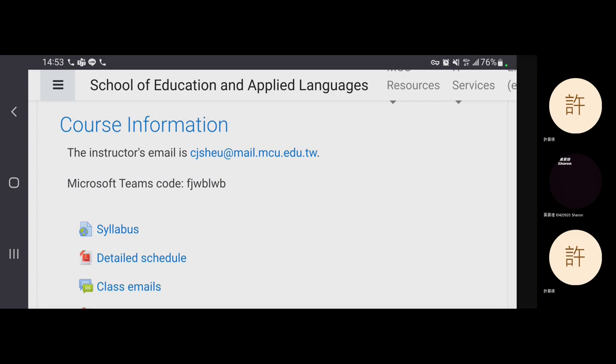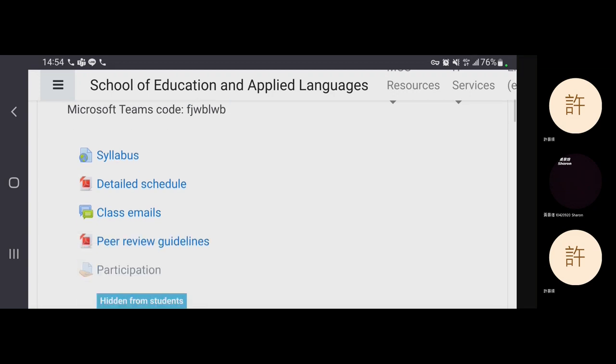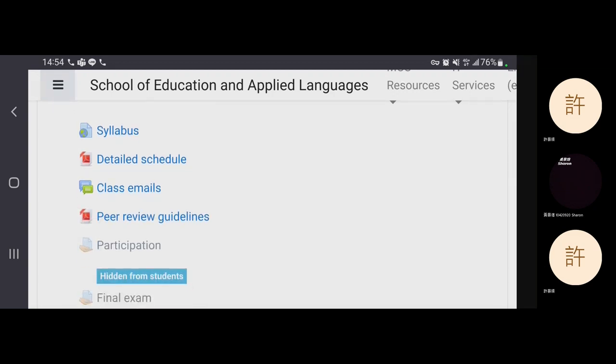Then we have the syllabus. I'll talk about the syllabus a bit later. Then we have a detailed schedule because the syllabus can be a little messy. So I have organized the schedule into a clearer format.